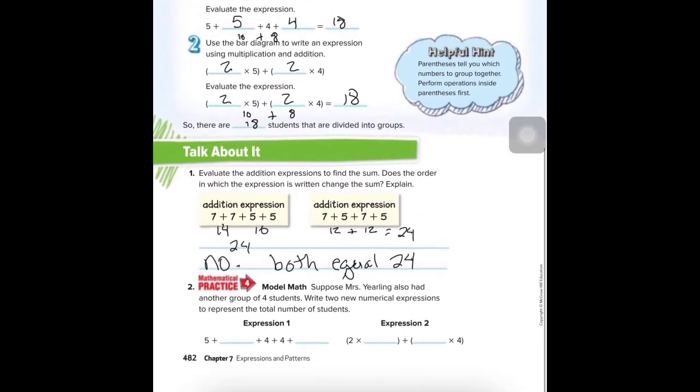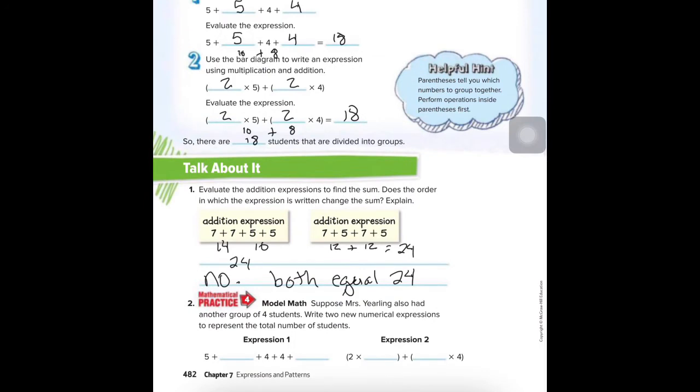Number 2. Suppose Miss Yearling had also had another group of 4 students. So an additional group of 4 students to add to these other groups. Write 2 new numerical expressions to represent the total. Okay, well, if she had an additional group with 4, we would just say she's going to have a group of 5, a group of 5, a group of 4, a group of 4, and another group of 4.